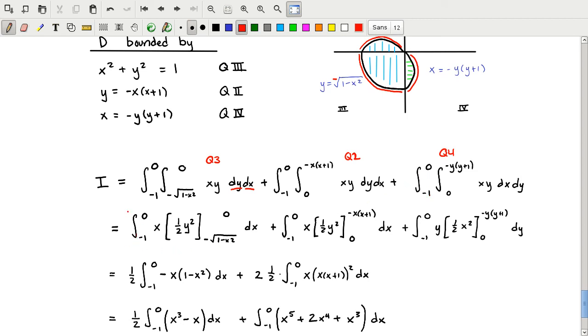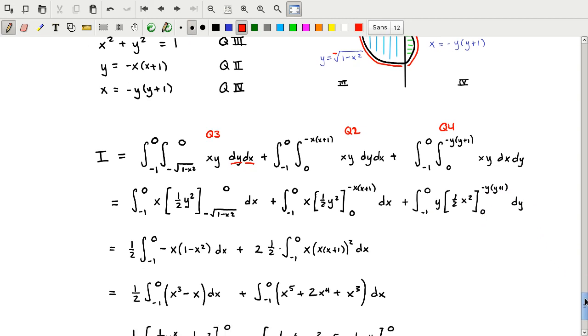So let's proceed. We now integrate this first integral first with respect to y, giving us 1/2 y squared times x. That must be evaluated at 0 and negative square root of 1 minus x squared. Over here in our second integral, we integrate first with respect to y. Again, 1/2 y squared times x, where the bounds are now 0 to negative x, x plus 1. And finally, integrate once with respect to x. We get 1/2 x squared from 0 to negative y, y plus 1.